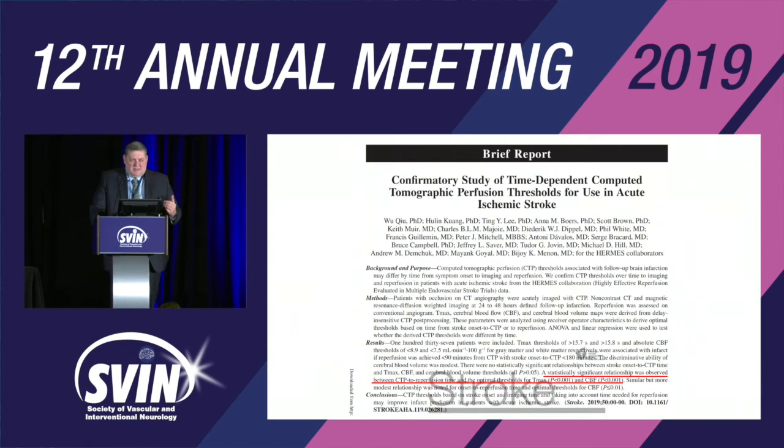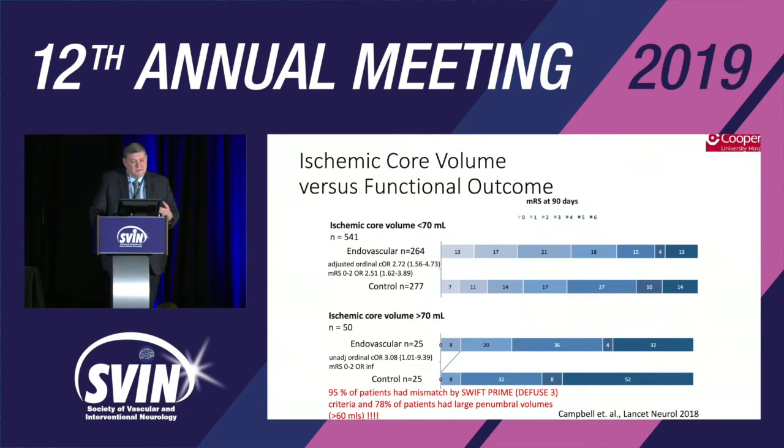This is, again, very recent data from the HERMES group showing that there is a significant relationship between CTP to reperfusion time and these optimal thresholds for core and penumbra. And then, even when we have these large cores, do we really know that reperfusing these large cores is associated with lack of benefit or harm?